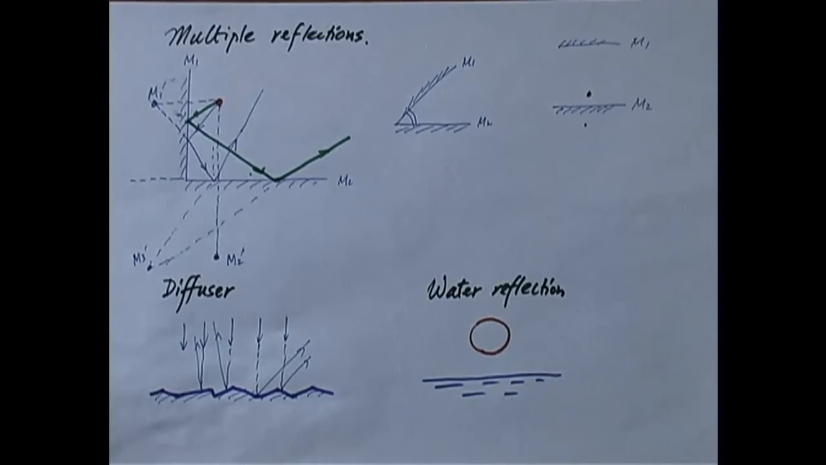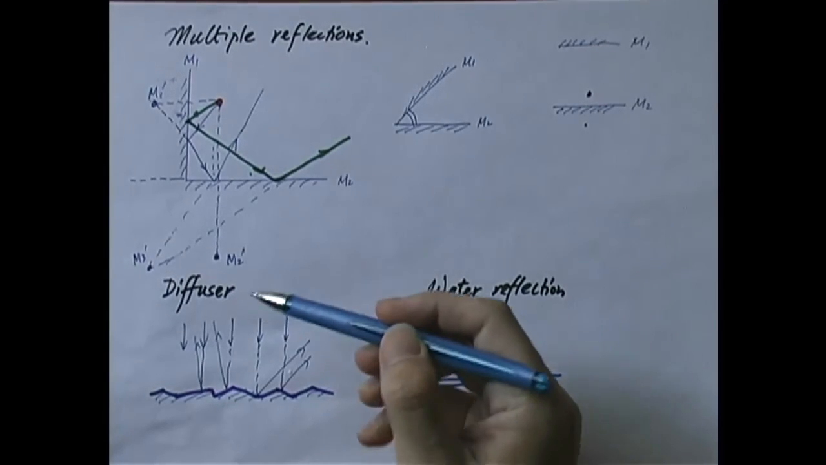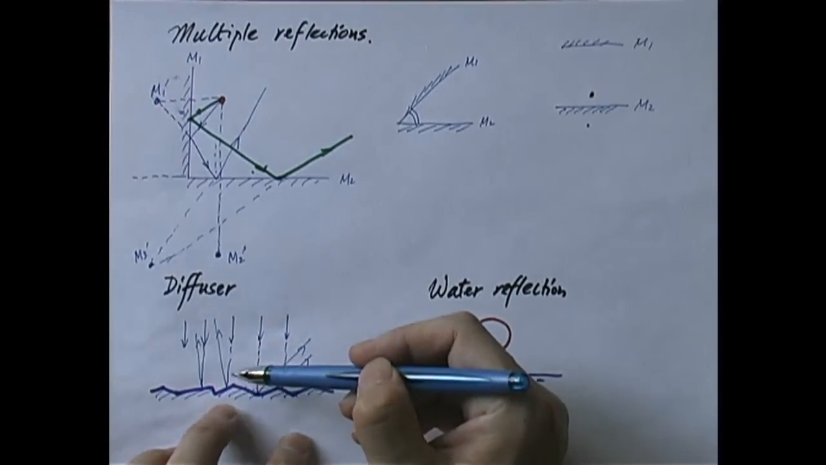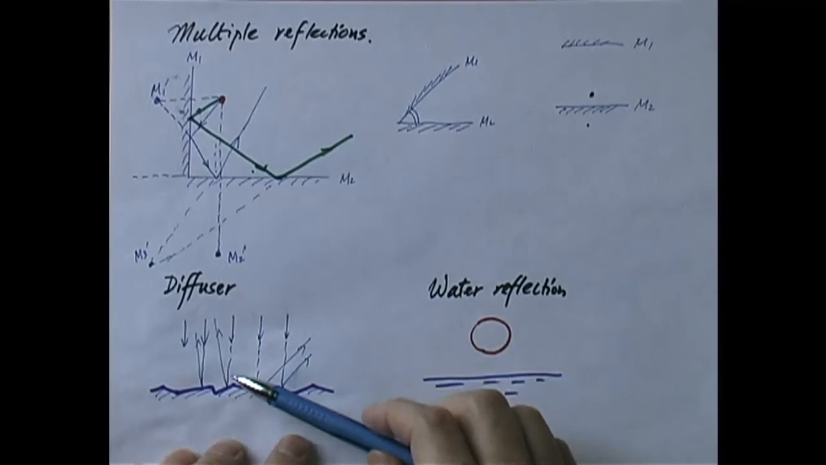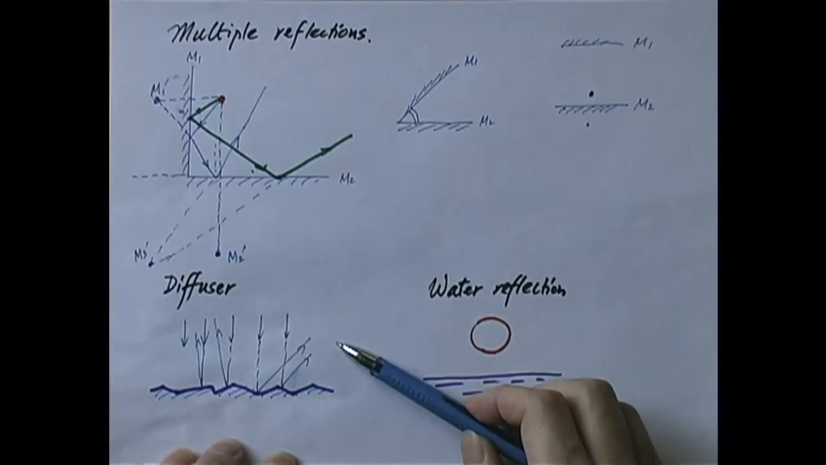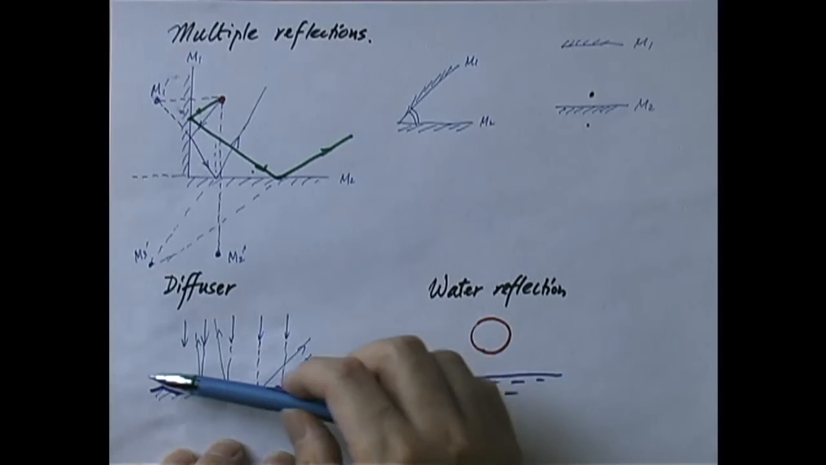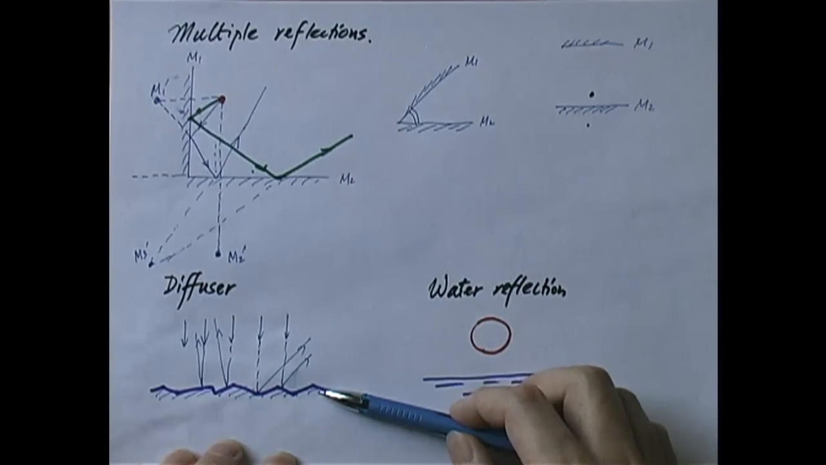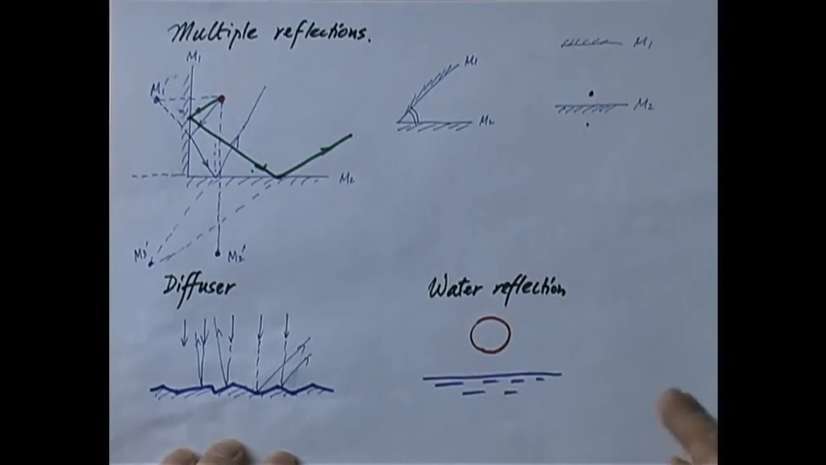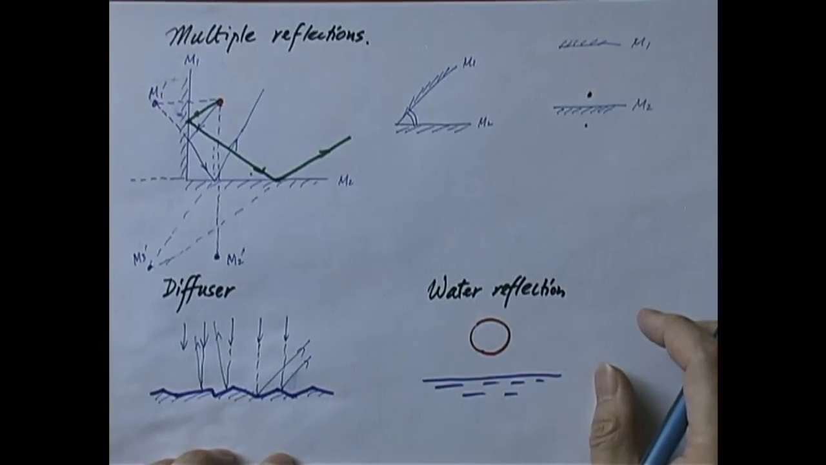Sometimes we don't want just a flat mirror that forms a clear image. Rather, we want an incoming beam of light to reflect in random directions, so as to diffuse the light. So what you see is just a white screen, an illuminated white screen instead of a polished mirror. This is sometimes a desirable effect. That's how a diffuser works.